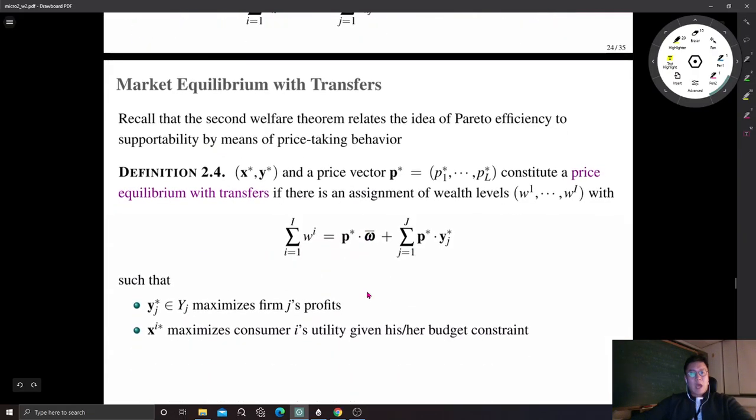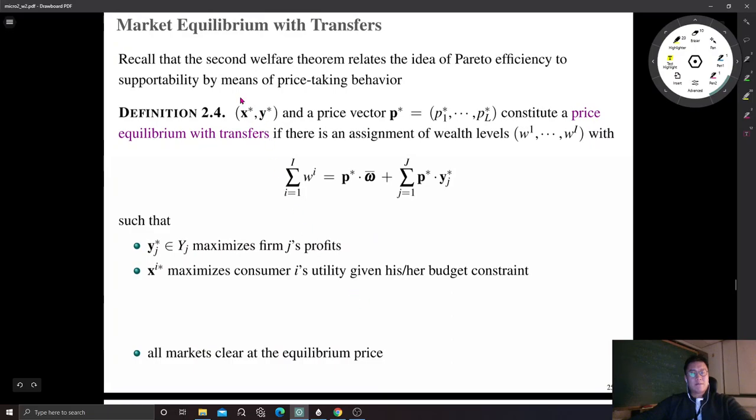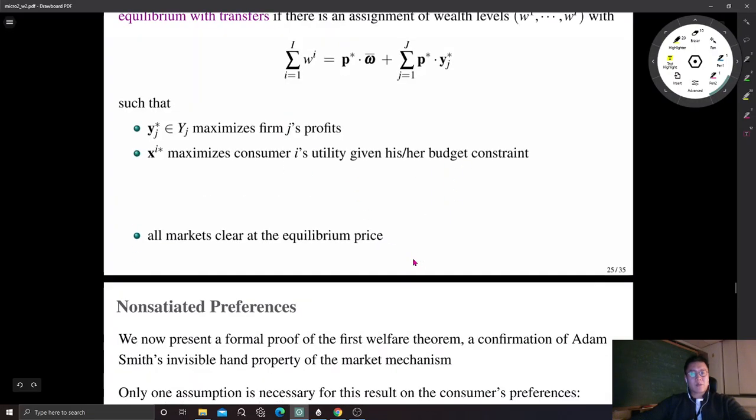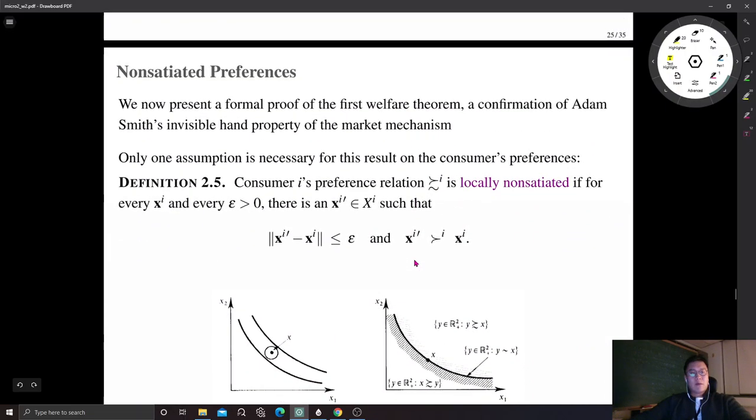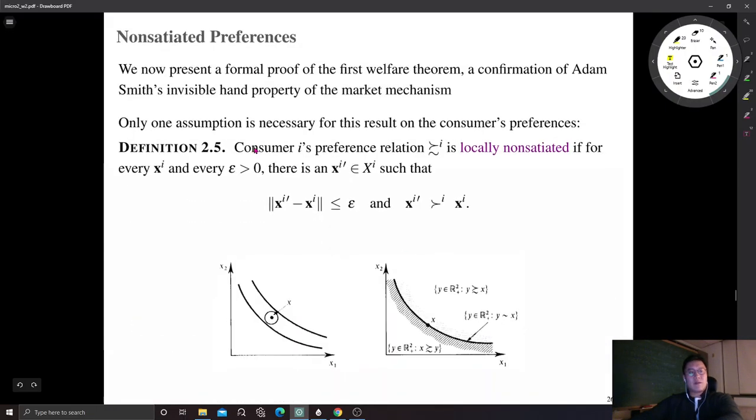All right, and here's one more notion, that is a market equilibrium or price equilibrium with transfers, but that is related to the second welfare theorem. So let me explain this next week. Okay, now let me prove the first welfare theorem. So we now present the formal proof of the first welfare theorem. That is a confirmation of Adam Smith's invisible hand property of the market mechanism. So simply, Walrasian equilibrium is Pareto optimal. So that supports laissez-faire policies. So the government does not have to intervene in the market.